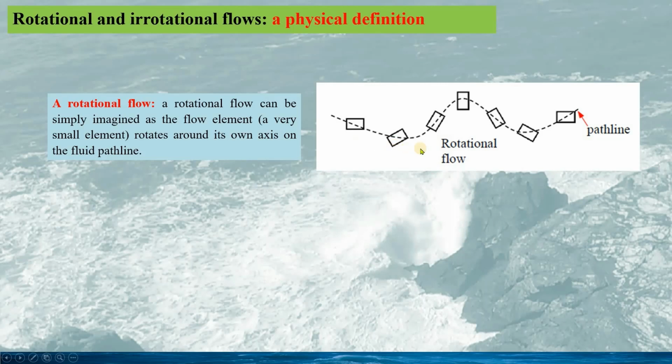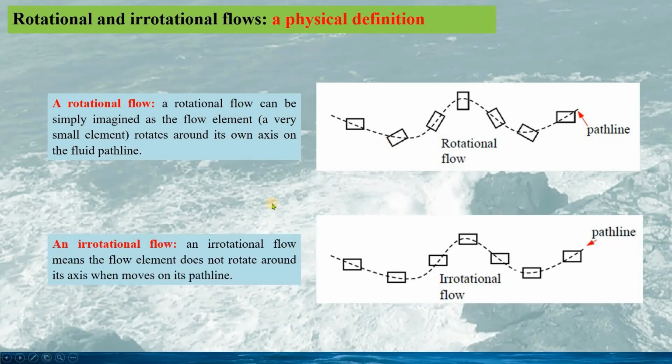It should be noted the rotation can be around any axis. Like in this case, the rotating axis would be horizontal, pointing into the screen, and the rotating axis can be vertical as well. While for the irrotational flow, the fluid element does not rotate around its own axis when moving along its path line, the dashed line. See this picture.